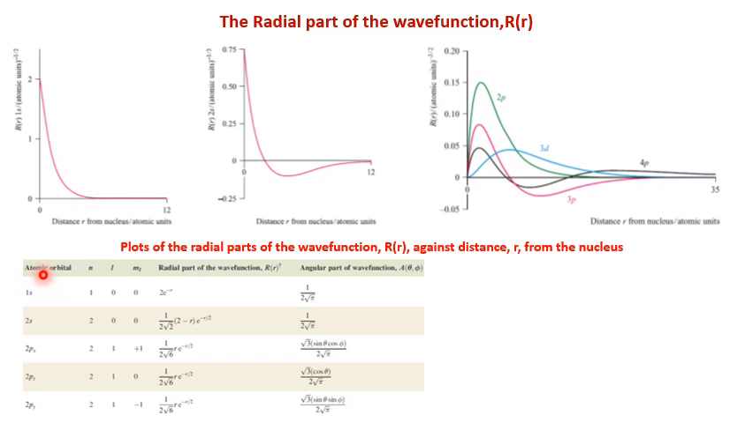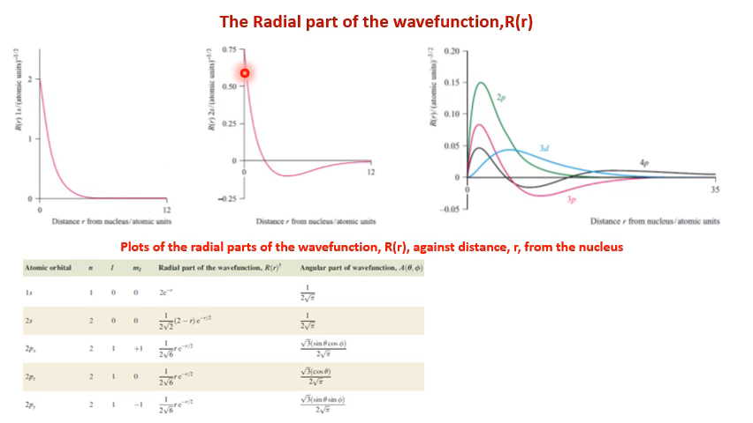So basically, if you see the 1s orbital's radial part of the wave function, it is 2e to the power minus r. So if you put the distance r equal to 0, that is at the nucleus, you will get a value like 2. So for the s orbitals, 1s and 2s, it will always start from a definite value at r equal to 0. Like here you will see that it starts at r equal to 0, from plus 2, and gradually decays with increase in the distance r.